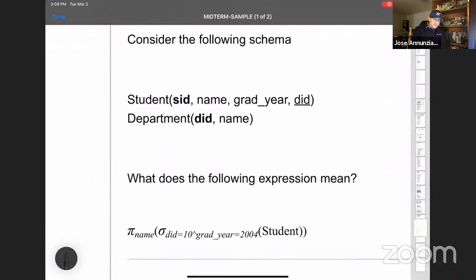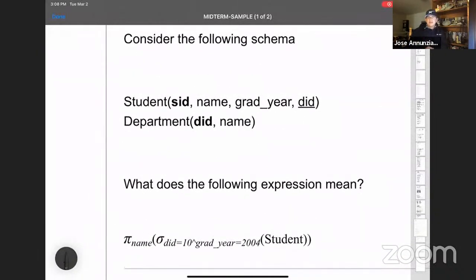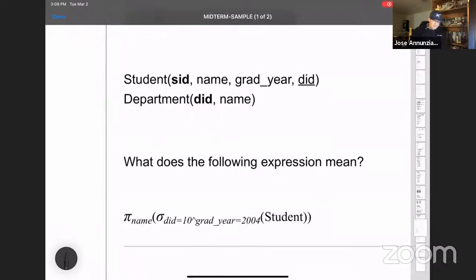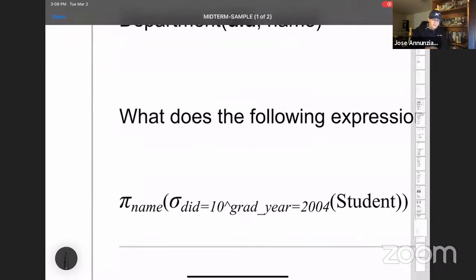We also, in the same vein of using relational algebra, say: consider the following schema: students and departments. What does the following expression do? Remember some of the symbols: pi is project, and sigma is select.